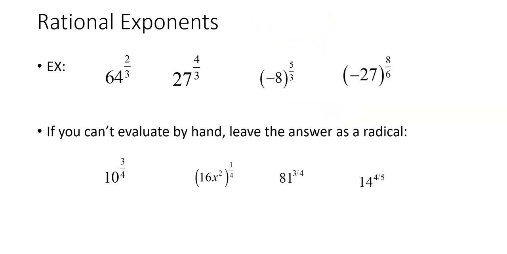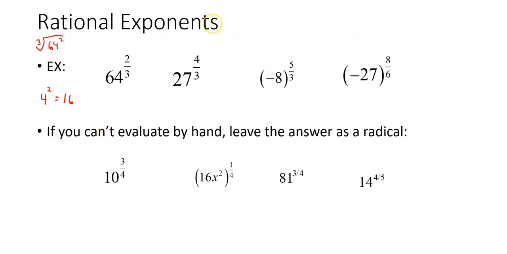So let's try a couple of these. 64 to the 2/3 power. So this is the same thing as saying take the cube root of 64 squared. I would like to take the cube root of 64 first because I don't know what 64 squared is off the top of my head. But I do know that if I take the cube root of 64, I get 4, and then I square it, and I get 16. Right? So cube root first, then we square.